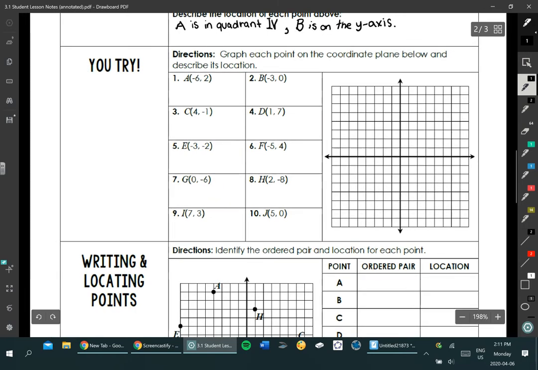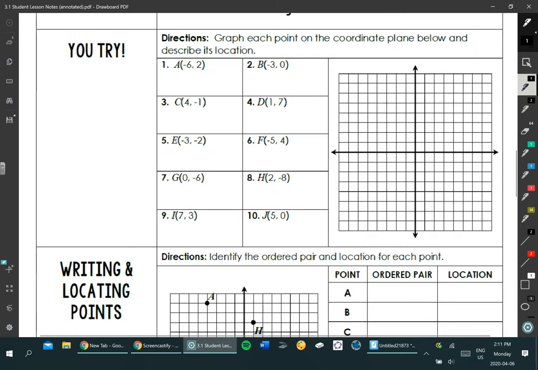All right. So let's try a few more. And in fact, I'm going to get you guys to pause the video here. Go ahead and pause it and try to graph these 10 points on your own. And then come back to the video and you can double check that you've done it correctly. Okay, so go ahead, pause the video now. Okay, I'm going to go through these questions. So graph each point on the coordinate plane below and describe its location.